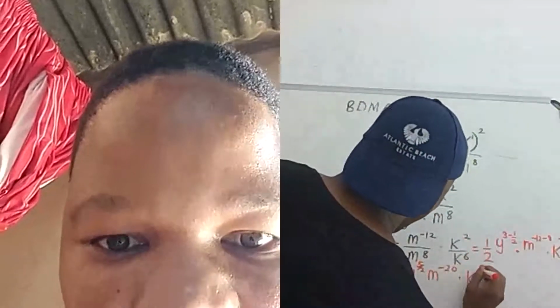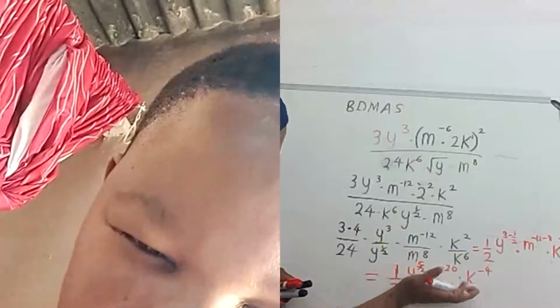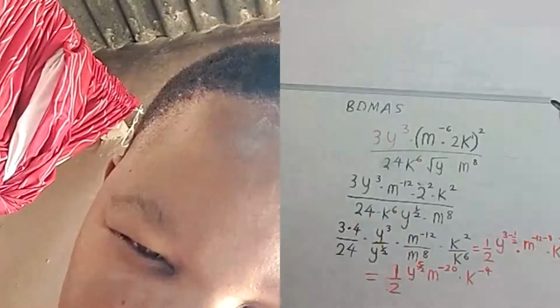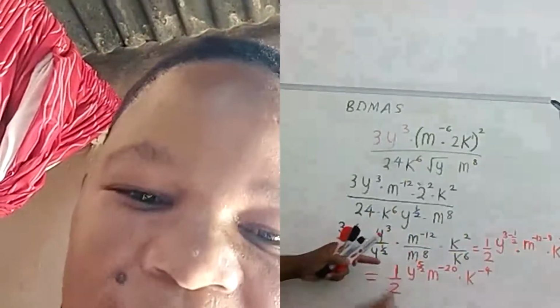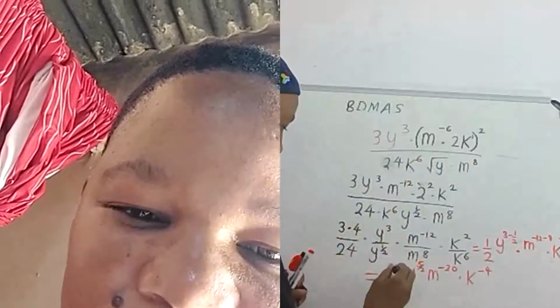Just k power -4. Make sure it's on top, right? See here? On top, not at the bottom, on top. Do you understand? Like if you have a number, this must be on top. You see, if I draw a line here, look.